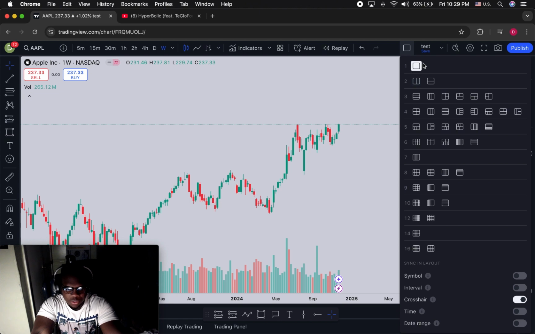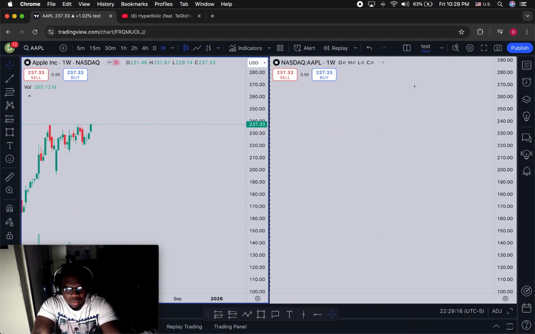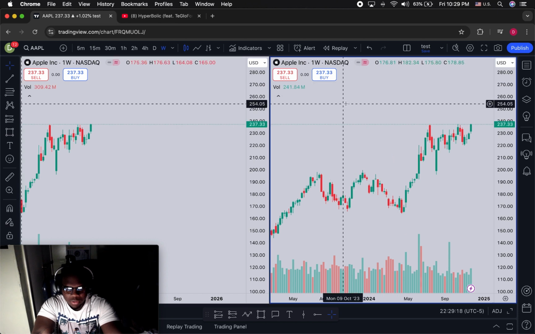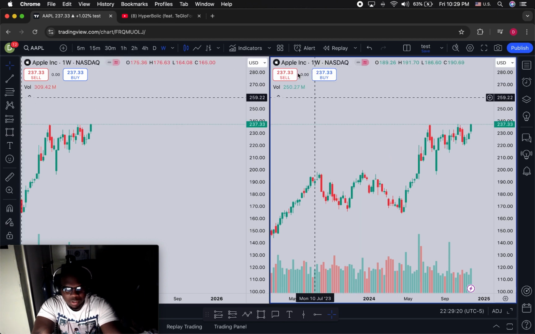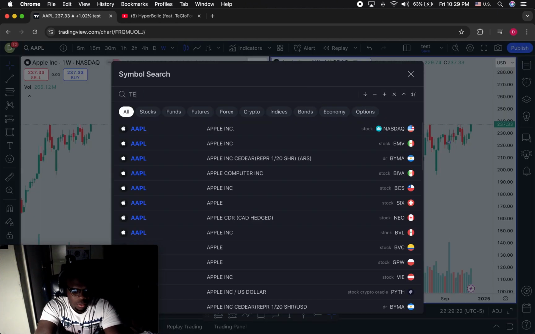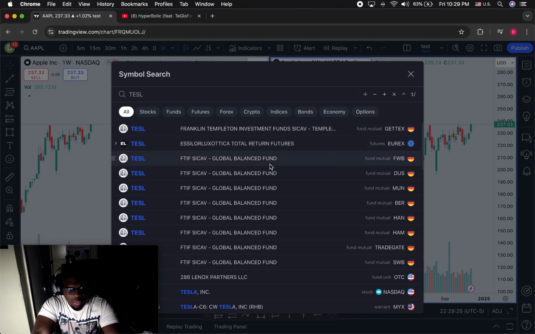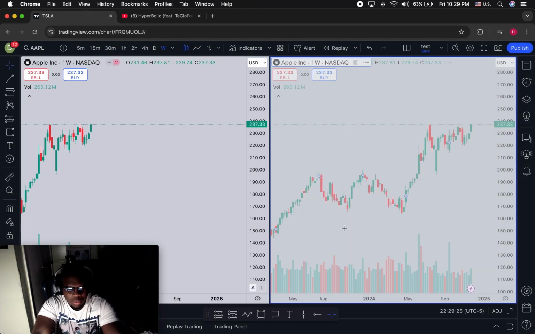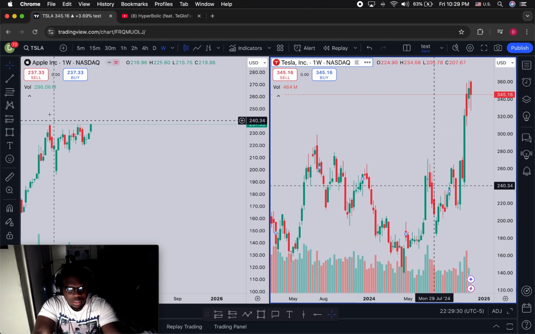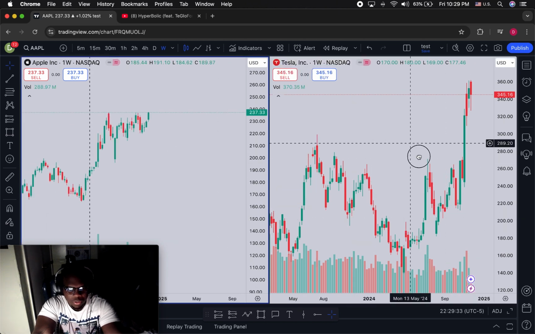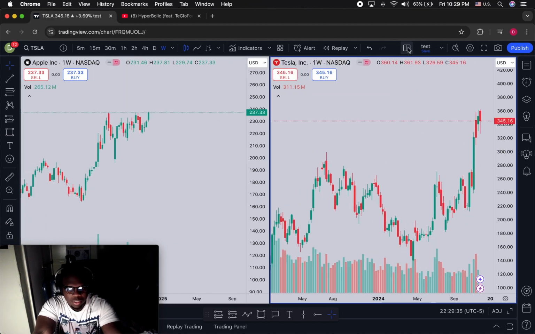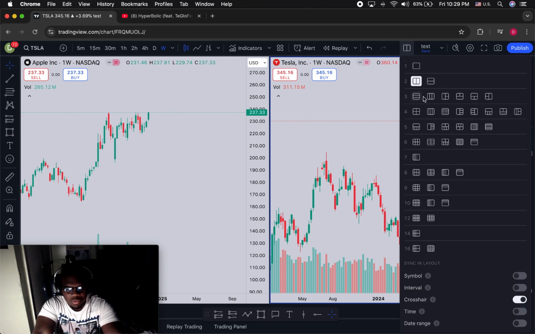Your screen, so you could have Apple on one side, press on number 2, and then you could have Apple on the other, or on a different time frame, or you could put Tesla in here. Let's say Tesla Incorporated. So you have Tesla on one side, Apple on the other, if you're just comparing or something. And then it just gives you different options. We could put one on top, one on the bottom. You could have multiple like this.